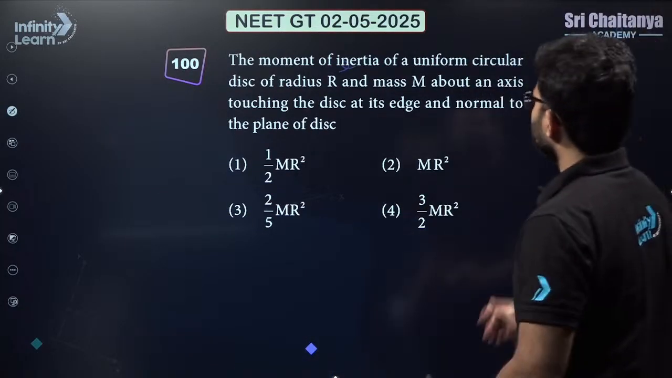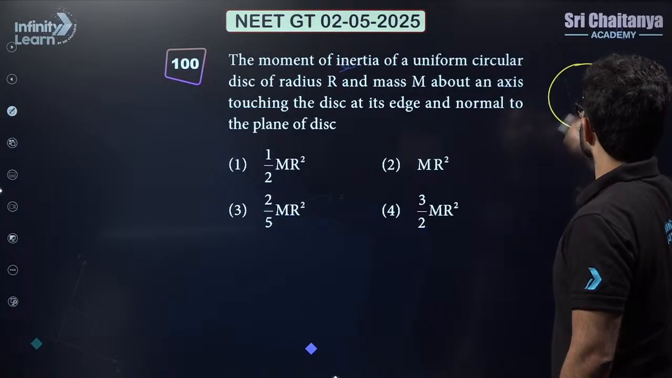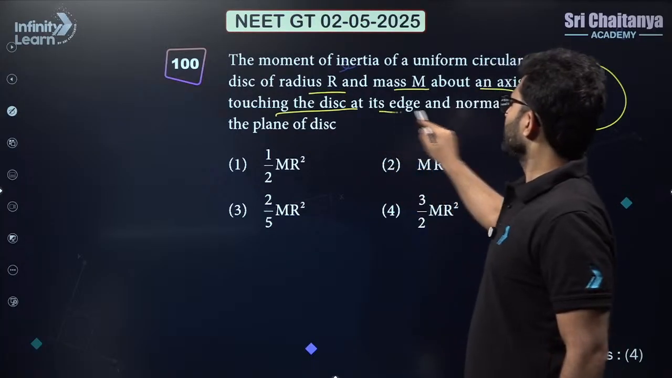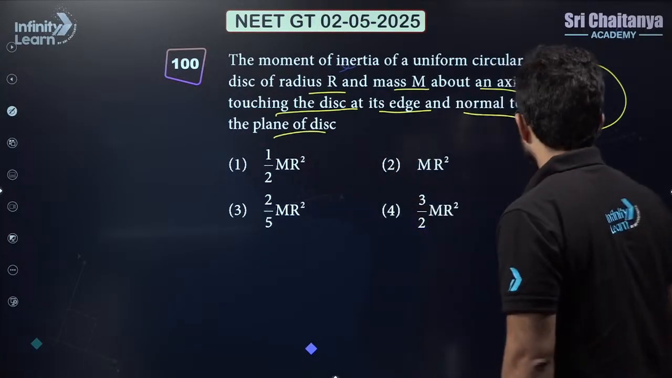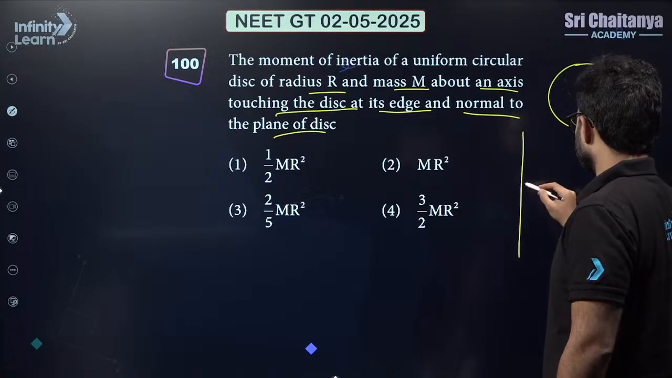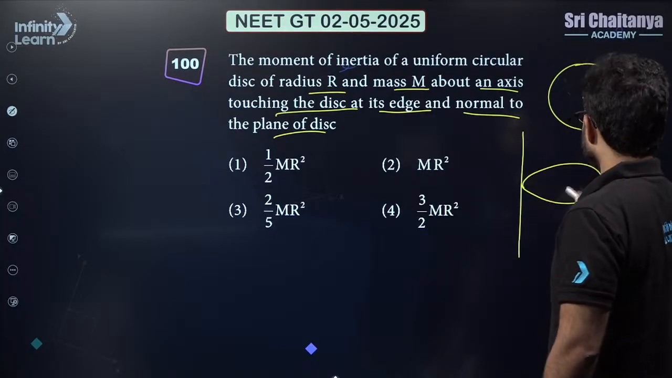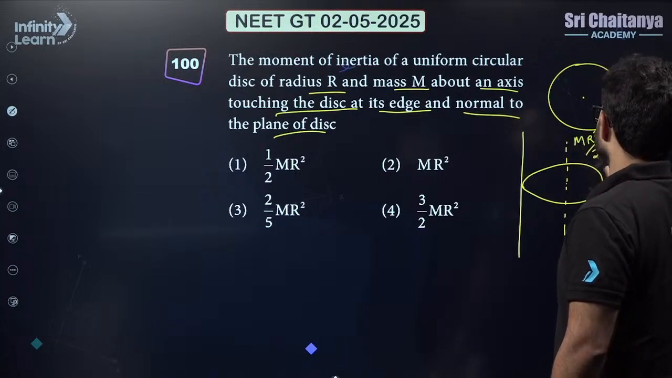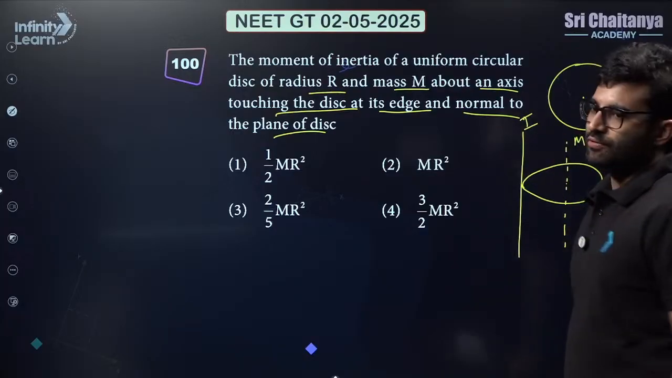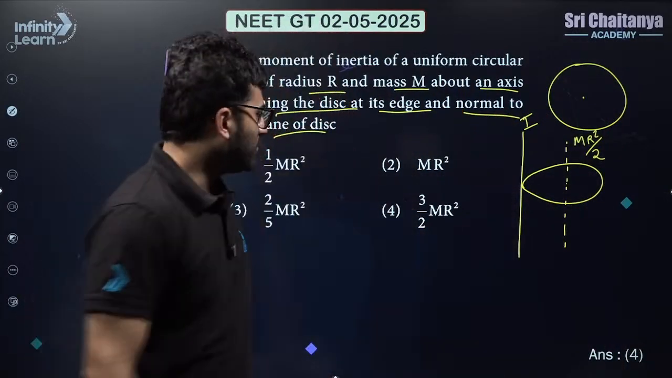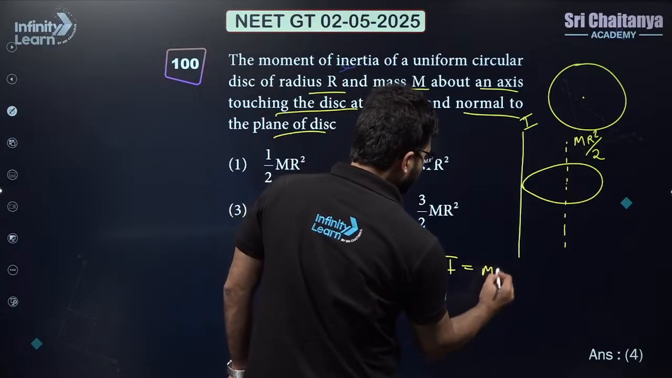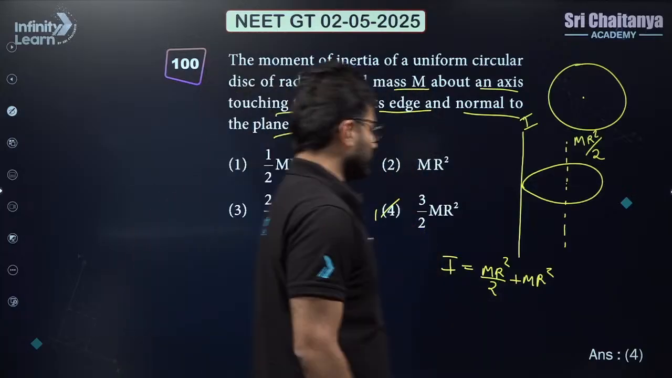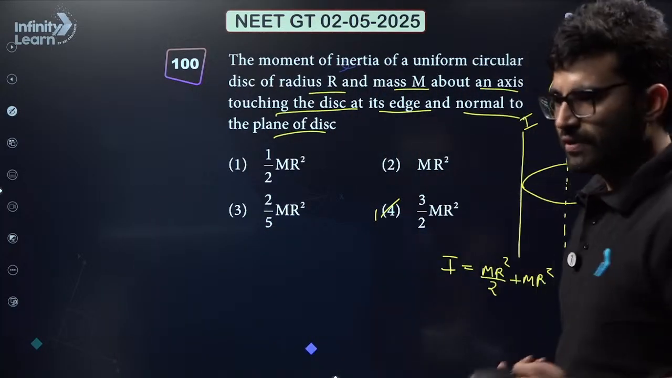The moment of inertia of a uniform circular disk. So we have a uniform circular disk of radius r and mass m, about an axis touching the disk at its edge and normal to the plane of the disk, right? So basically it is like this. Let's say this is the axis. We know about the axis through the center: the moment of inertia about it is mr square by 2. By using the parallel axis theorem, you can calculate the value of I. Here, the value of I would be mr square by 2 plus mr square, and that is option number 4. So that is 3 mr square by 2. Clear?